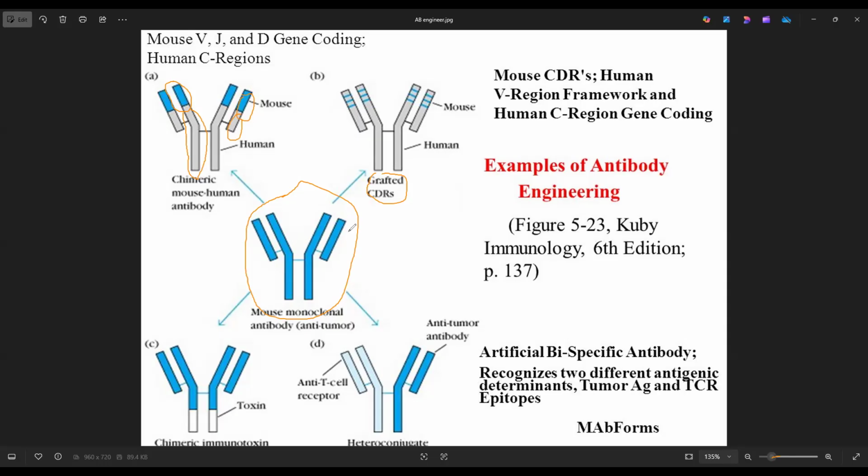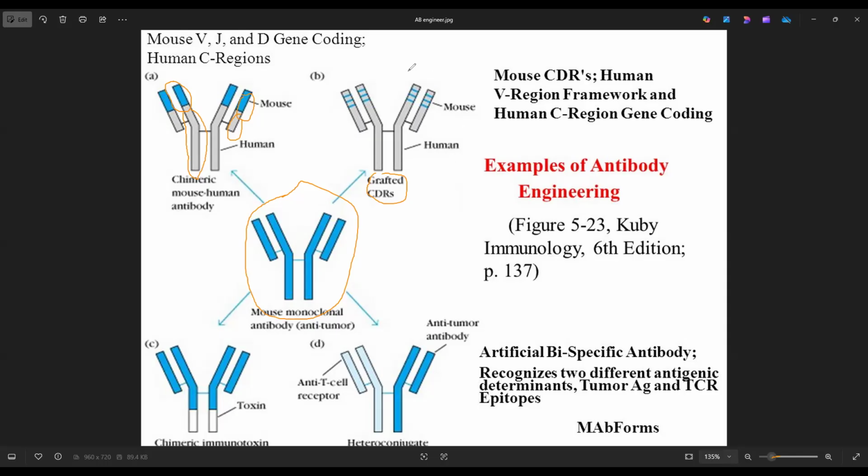So in this strategy, this part belongs to the mouse. And when it belongs to the mouse, it will have some immunogenicity and it will produce some immune response because this part of the protein is foreign. It belongs to the mouse, and when we inject it in a human being, we will get some immune response.